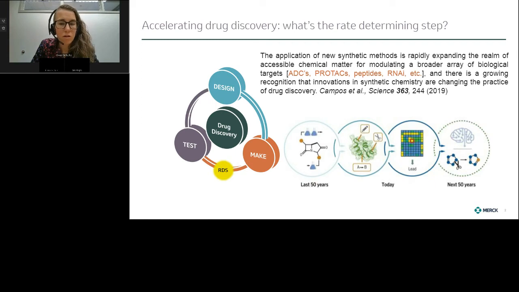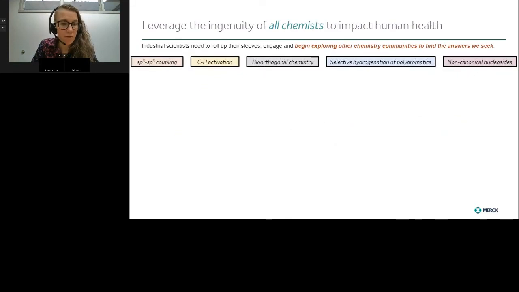And ultimately, there's a growing recognition that we need innovations in synthetic organic chemistry in order to keep up with our pace and understanding of biology. And so it's almost a call to action that we need to invest in chemical synthesis. And how do we go about finding better synthetic chemistry methods?